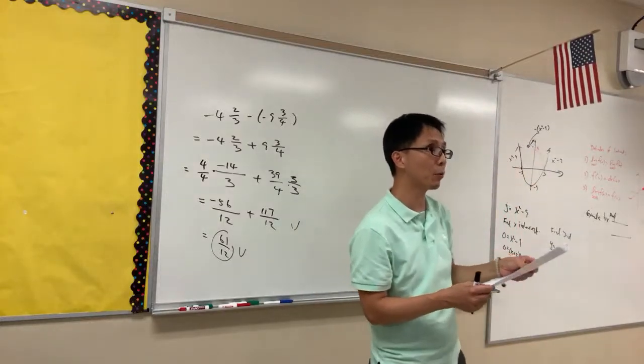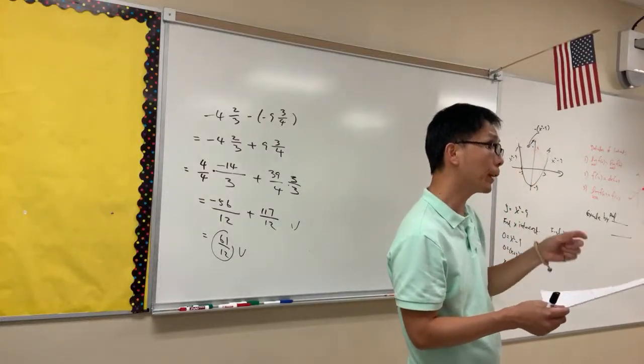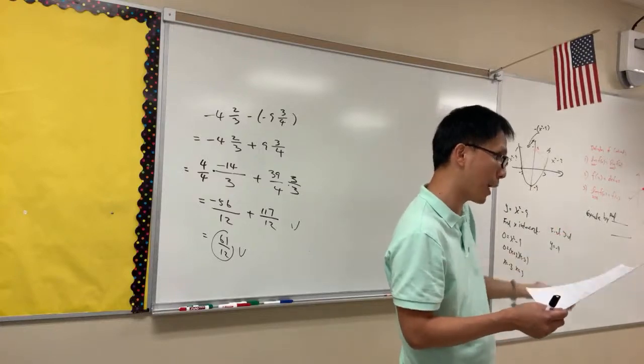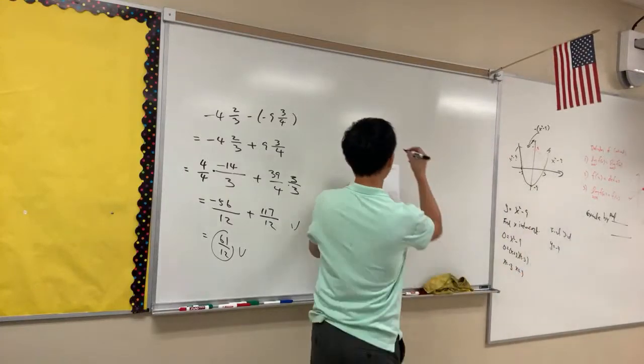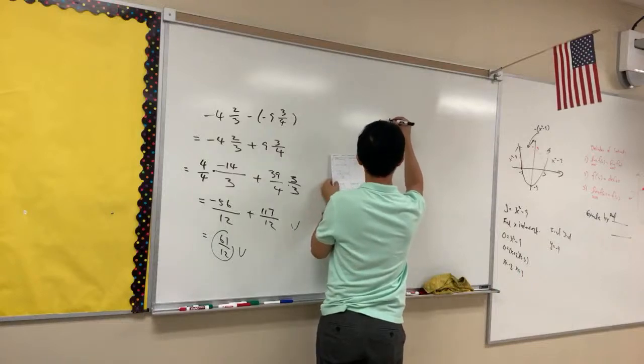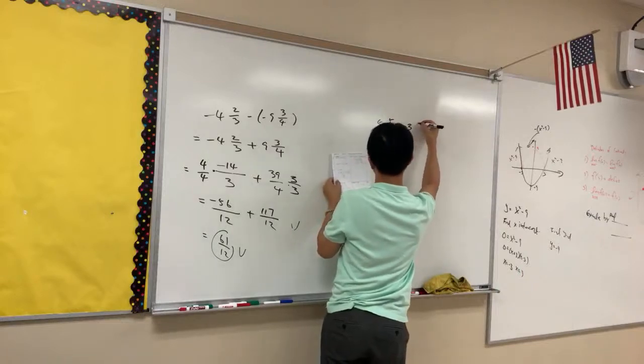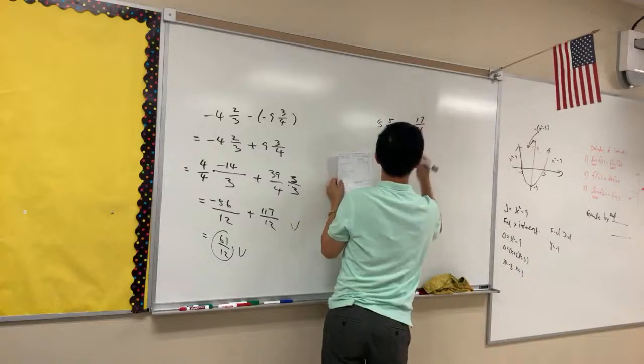Do you understand what's going on now? Hopefully on the next test, if you show up again, you're not going to get it wrong. Okay, so 5 and 5 over 7 divided by 3 and 17 over 21.